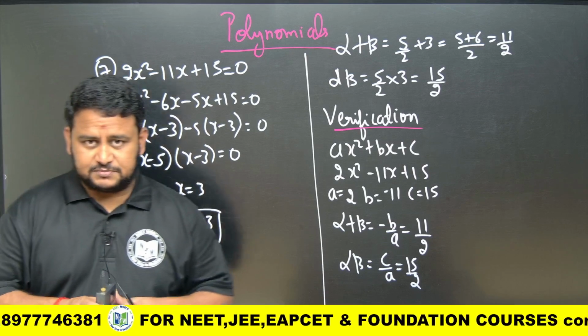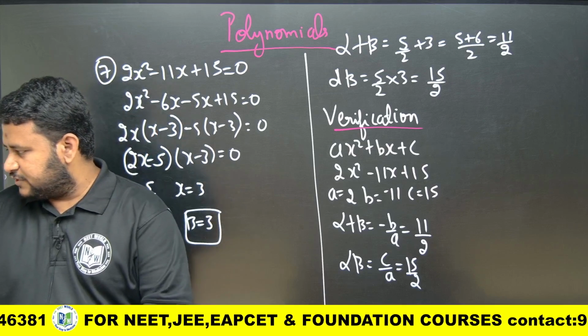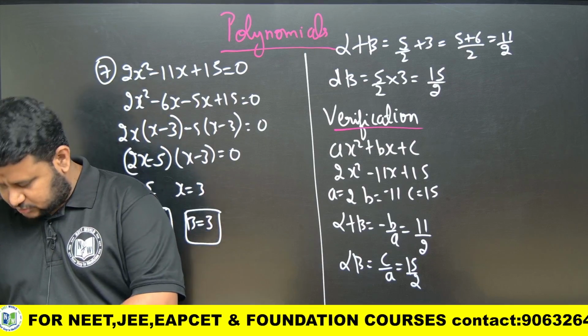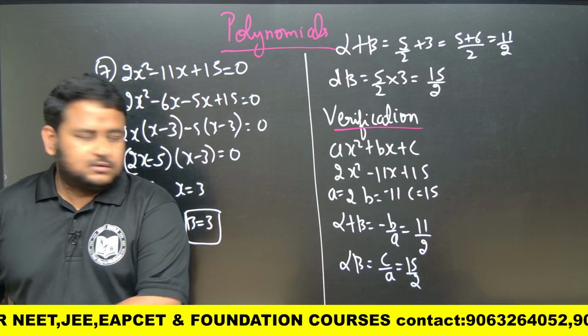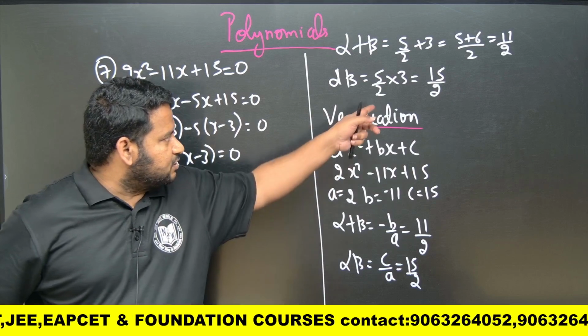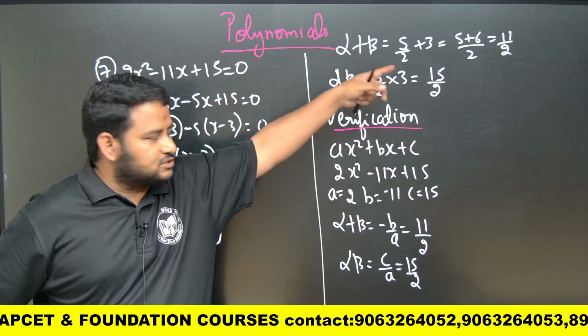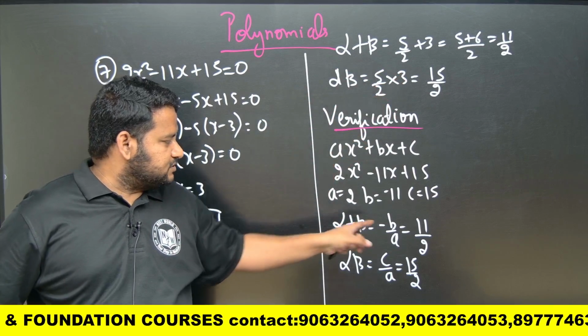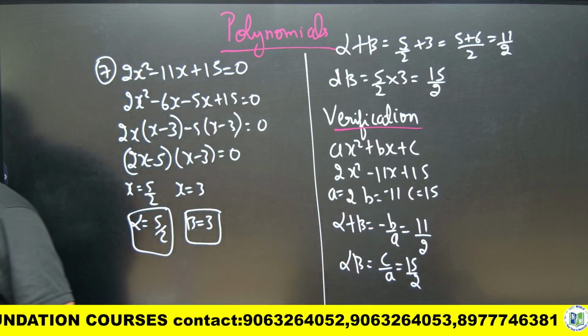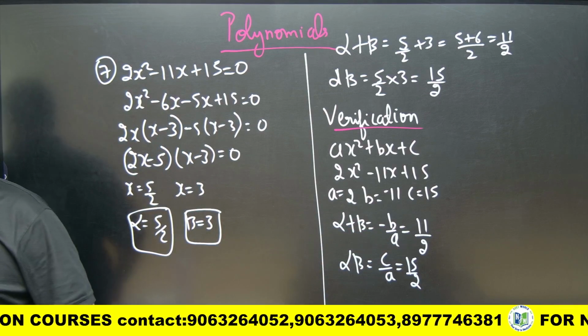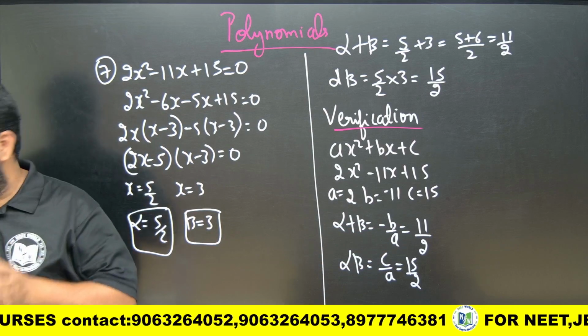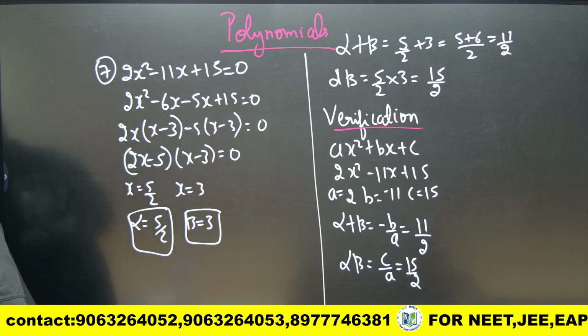All right, friends, excuse me for that. Okay, so by product of the zeros also we got 15 by 2 by the direct method, and sum of the zeros 11 by 2 by the direct method, and by the formula method also we got the same. Clear? So, that is how you solve this question. Let us look at the next question.